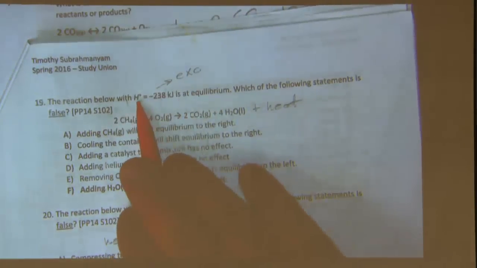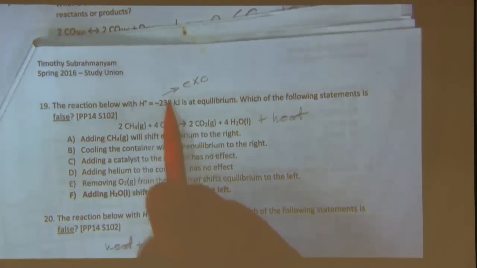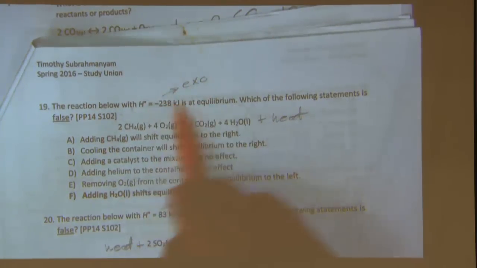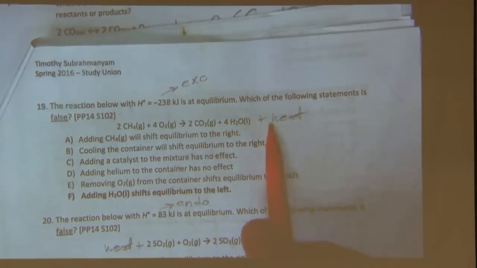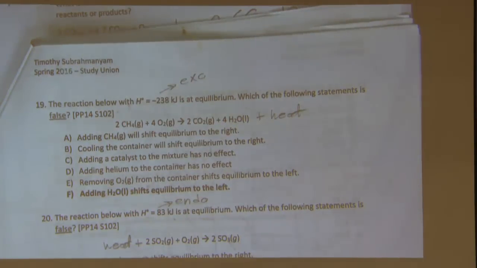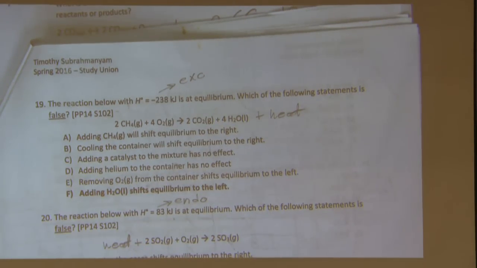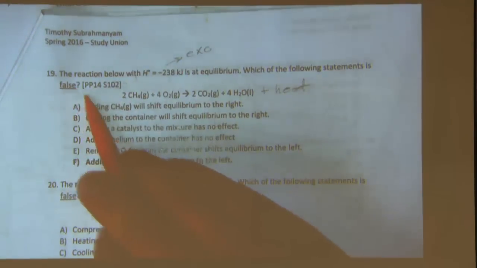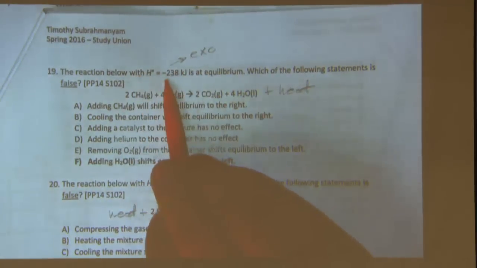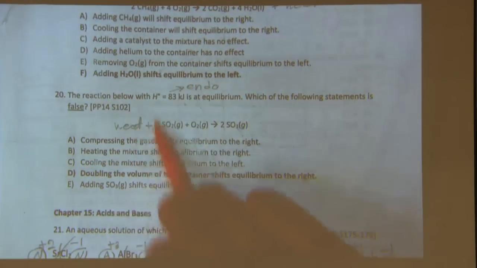A quick note about this, guys. Remember that if our delta H is negative, it's an exothermic reaction, and we can put the heat as a product in exothermic reactions. This is important for Le Chatelier's principle, which helps us understand what happens when I change product or reactant concentrations. It tells us which way the reaction is going to shift. So here, it says which of the following statements is false. The first thing I did was see it was exothermic, and so I put the heat as a product. When it's endothermic, I put the heat as a reactant.